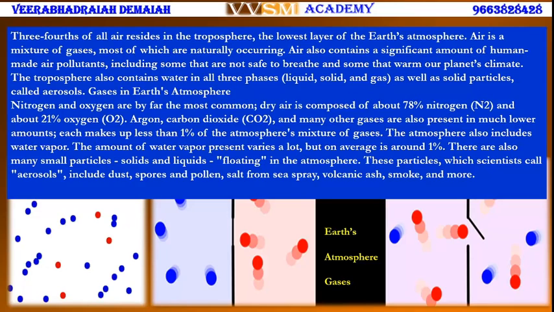You know that the whole planet Earth is surrounded by atmospheric gases of different constituents and different composition. There are also many small particles, solids and liquids, floating in the atmosphere, my dear friends. These particles, which scientists call aerosols, include dust, spores, pollen, sea spray, volcanic ash, smoke, and more. We can find them in the atmosphere in the form of gases and dust particles.